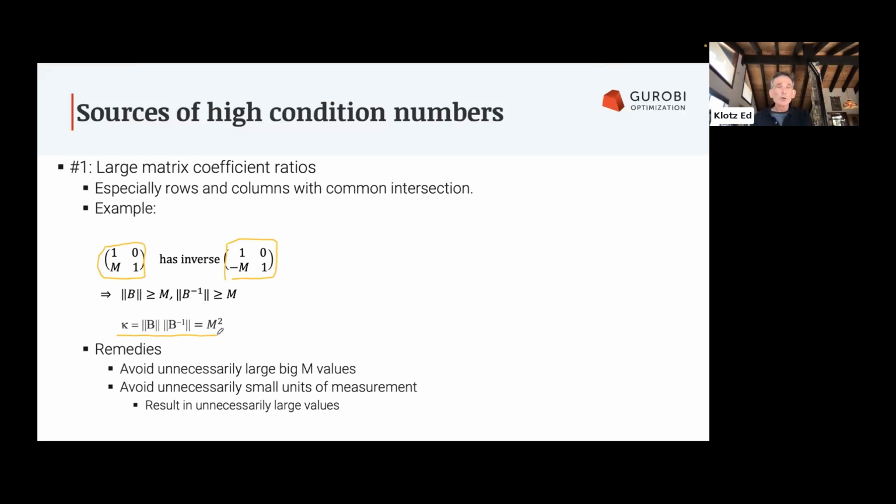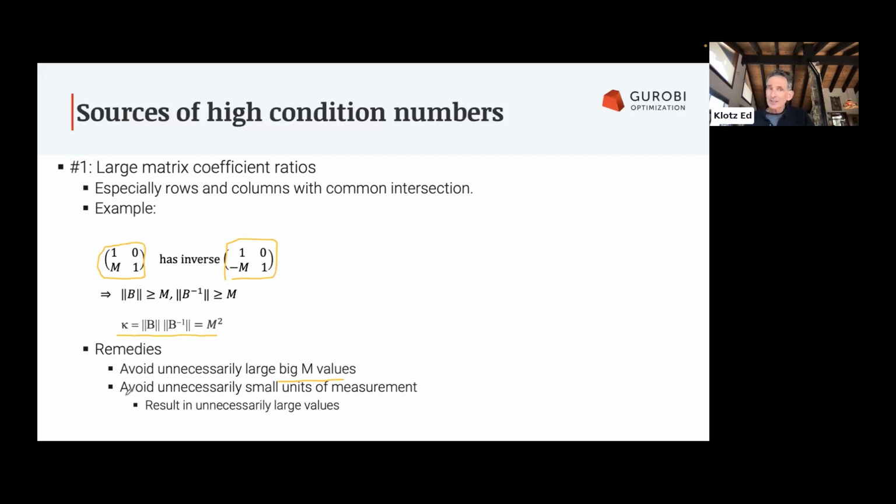So what do we want to do about this if we encounter this? First is avoid unnecessarily large big M values. We have a tendency to use big M's to model logical conditions or fixed charges, and we sometimes choose much bigger values than are actually necessitated if we took a closer look at the variable bounds in our model. In that case, you want to reduce the big M as long as you don't compromise the meaning of the model by reducing it too much.